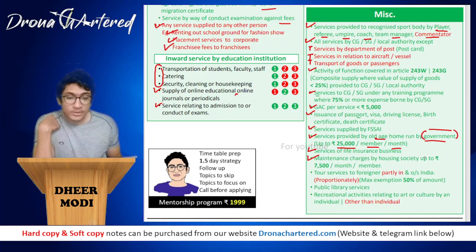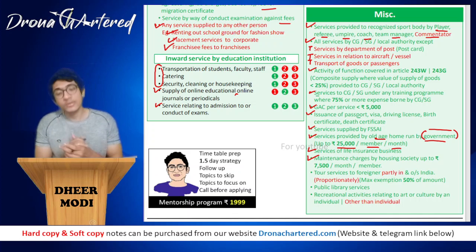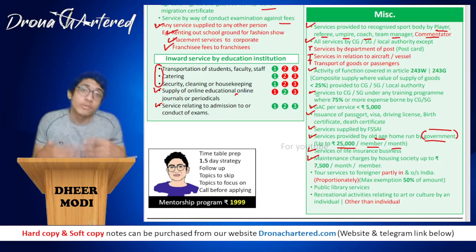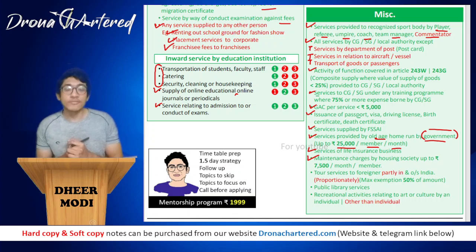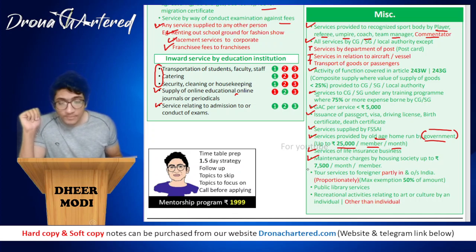Maintenance charges by a housing society up to 7,500 per month per member. So you are living in a society, in a rented flat or your own flat, it does not matter, and you have to pay maintenance charges. If the maintenance charges are equal to or less than 7,500 per month, there will be no GST on these charges. However, if the payment you are making is more than 7,500, you will be liable to GST, and GST will be applicable on this. So up to 7,500 is okay.